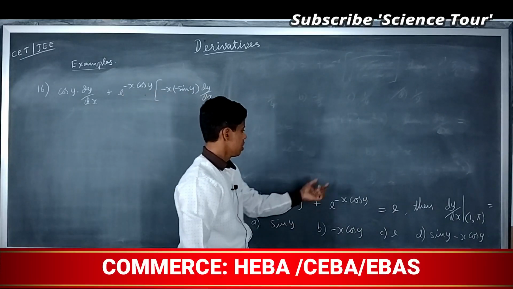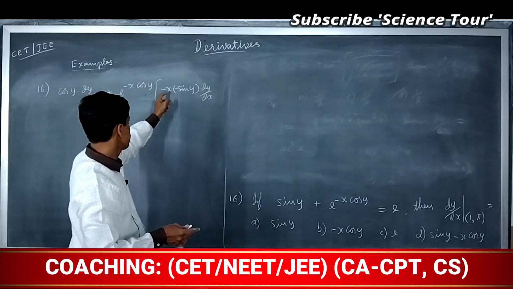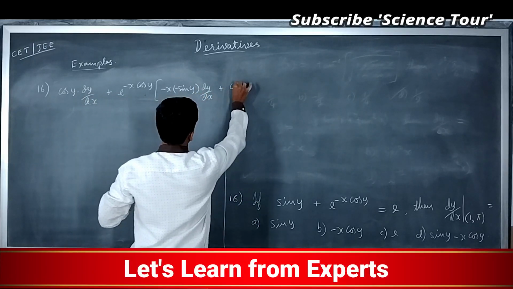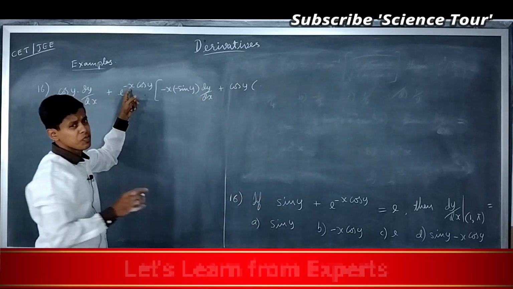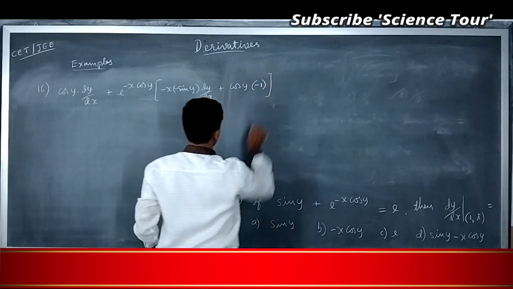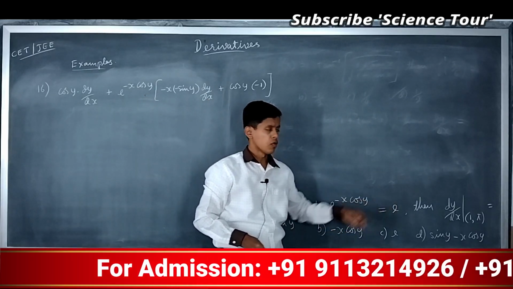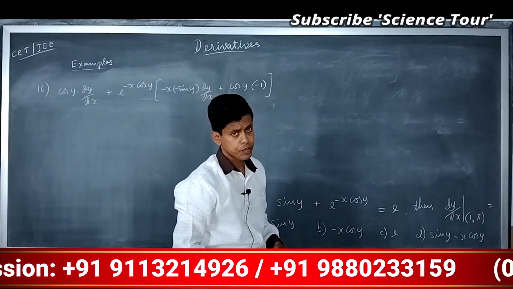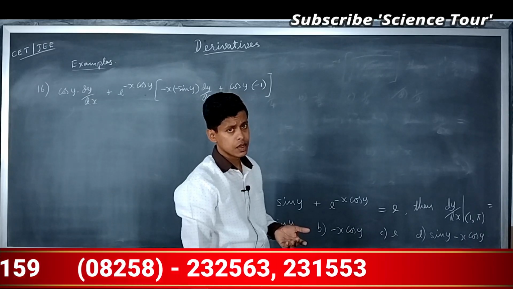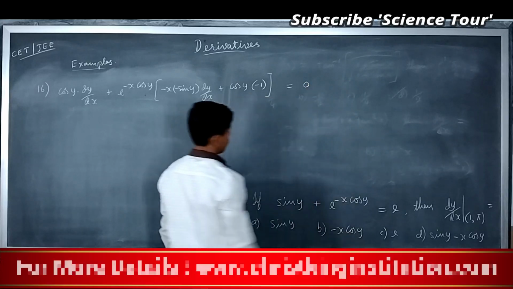Okay, next derivative of x cos y. Let's continue. First function as it is, derivative of cos y, plus cos y as it is into derivative of minus x. Derivative of minus x is minus 1. That is about derivative of e power minus x cos y. Now, what is the derivative of e power 1? Derivative of e is a constant, 2.7128, something like that. Alright, so that's a constant, so derivative of e is 0.